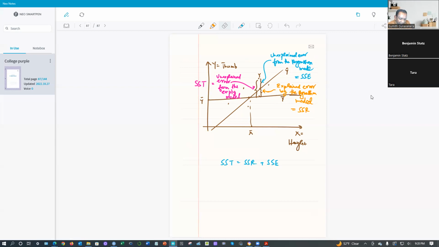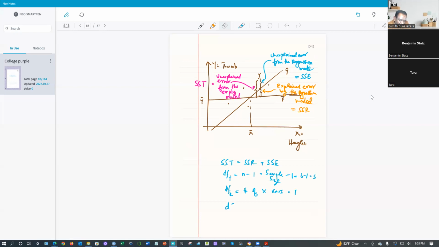This will be displayed in the ANOVA table, along with what? Degrees of freedom. Degrees of freedom of total is always n minus 1, sample size minus 1. The degrees of freedom of regression is the number of x variables, in our case 1. In this case, the sample size 6 minus 1, which is 5, this one.